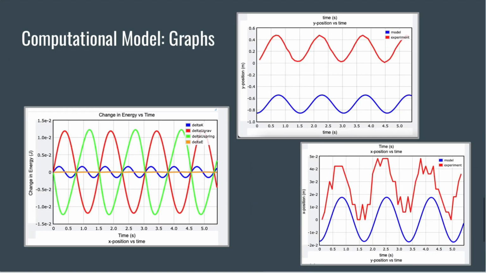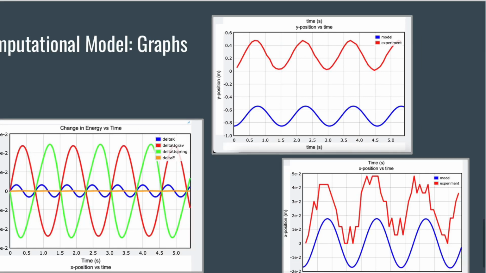Here you can see my three graphs from the GlowScript code. On the top right, you see my Y position versus time graph with the blue model data and the red experiment data. They have a pretty similar shape, but you can see that the red values are much higher.